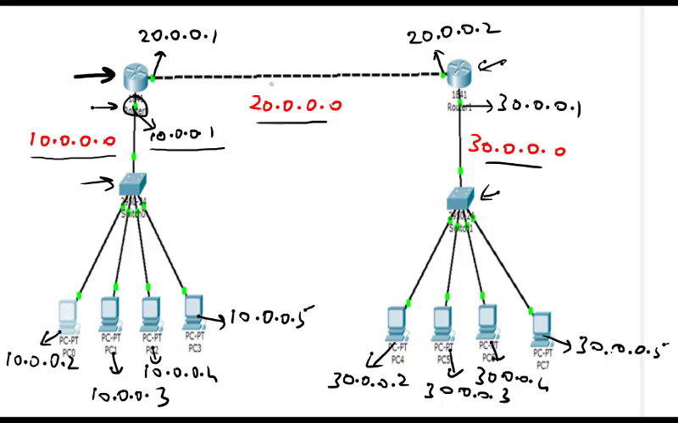Then, when we connect the two routers, there is an interface here. The address of this interface is 20.0.0.1, and this is 20.0.0.2, because this network is 20.0.0.0. Then the third network is 30.0.0.0. The very first address is assigned to the interface of the router, and after 30.0.0.1 we have 2, 3, 4, 5, which we have assigned to the other PCs.